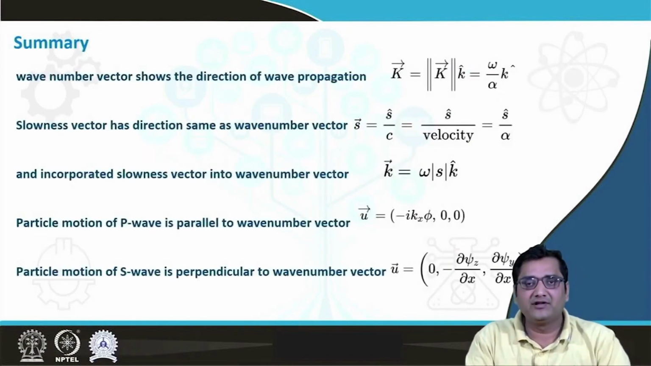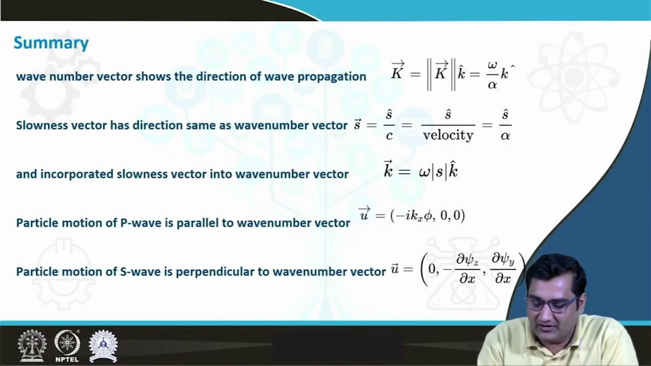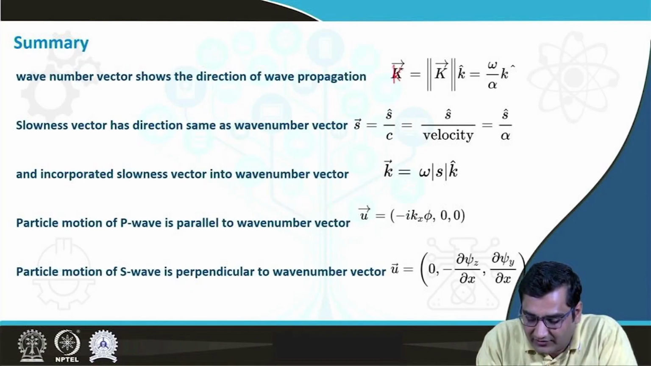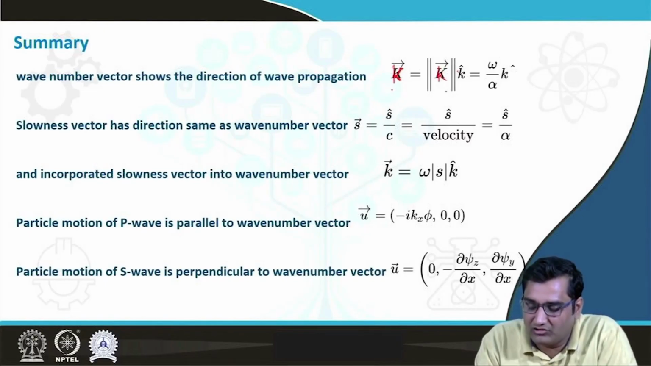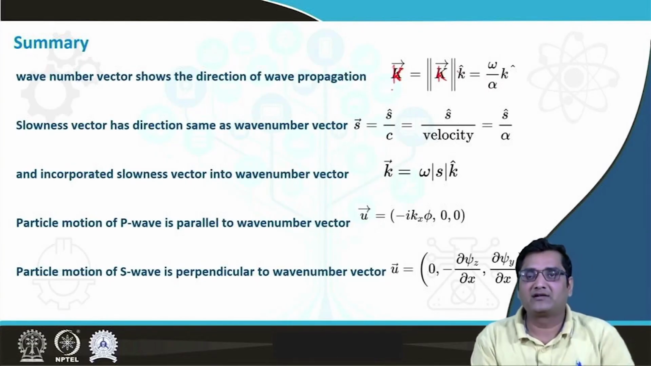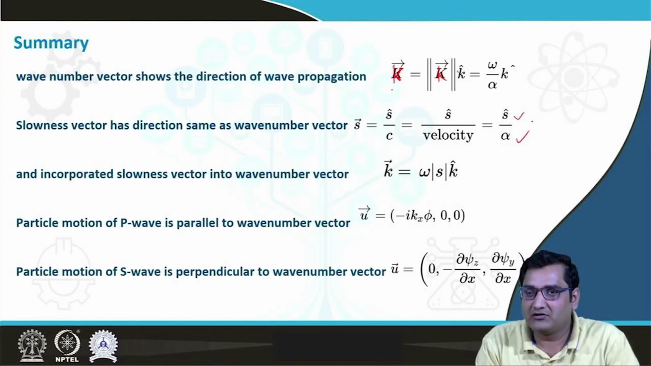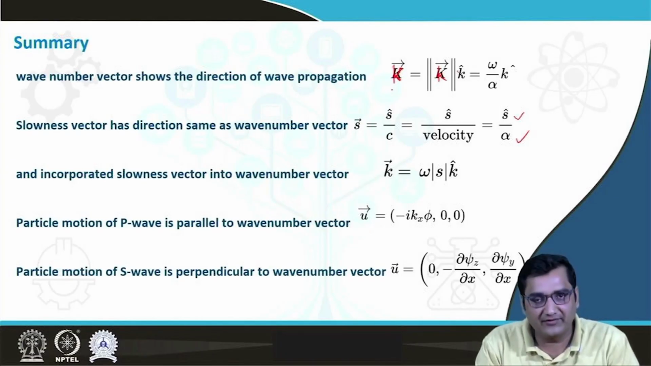As far as the summary of today's lecture is concerned, we have talked about wave number. The wave number vector shows the direction of propagation and it is represented by a small k. I am sorry, it should not be capital K. Here also it should be small k. So k vector is equal to modulus of k vector times k unit vector, which is equal to omega by alpha k cap. The slowness vector has the same direction as the wave number vector, that is s vector, which is equal to s cap by velocity, that is s cap by alpha in case of P wave, and s cap by beta in case of shear wave.